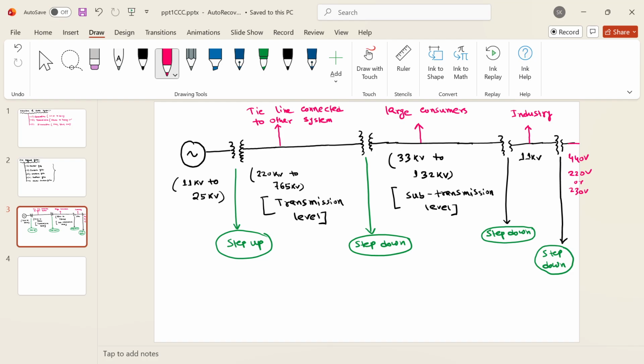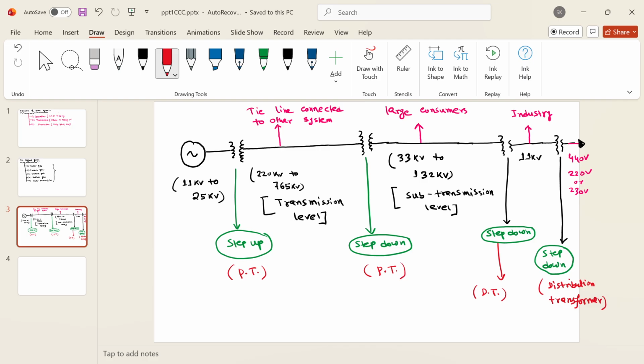Okay, so these are the load centers, the actual consumers, the local loads, you can say. So this last one is basically done by the distribution transformers. It is a distribution transformer, and this is also a distribution transformer, and these are the power transformers. Okay, these are the power transformers.